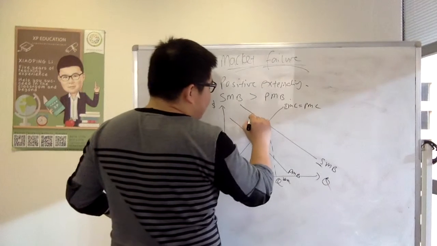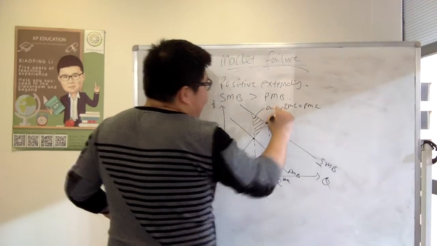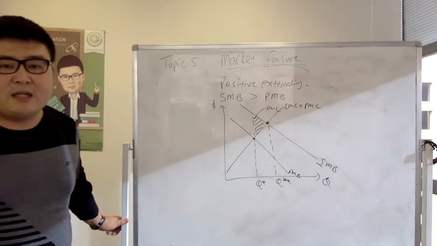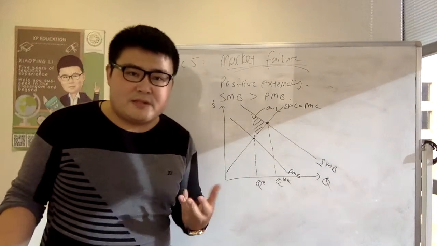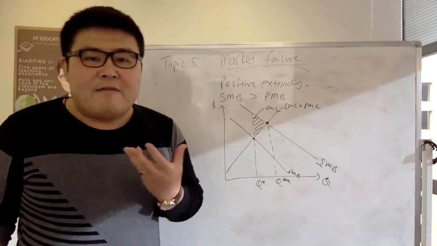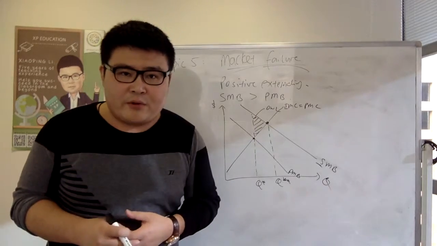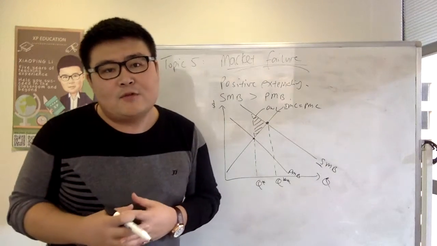Which means that because we are underproducing, this area here will be our deadweight loss. Now, whenever there is a presence of deadweight loss, there's always going to be some sort of market failure, yes? Now, how can the government interfere in terms of bringing the market into some sort of equilibrium?